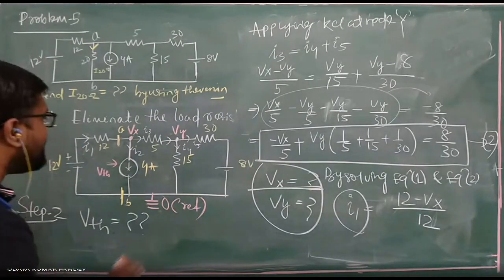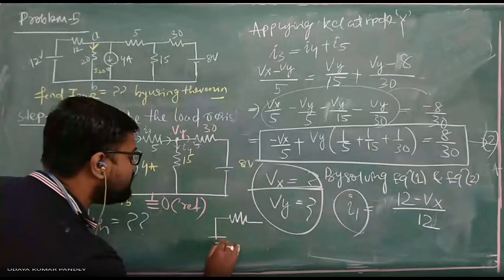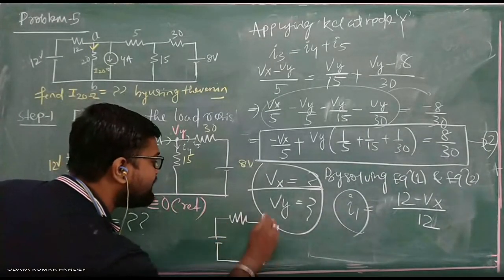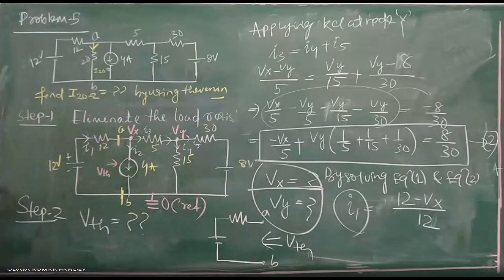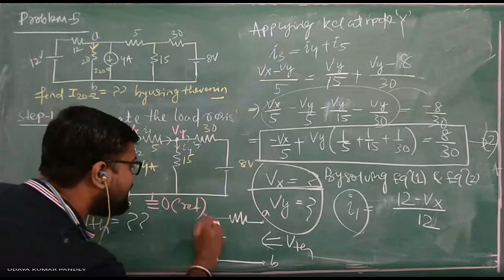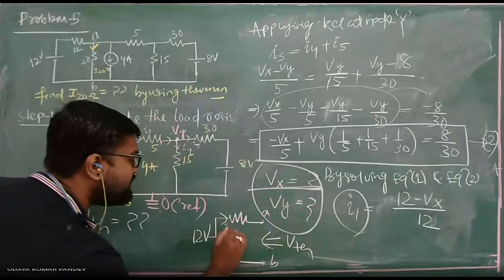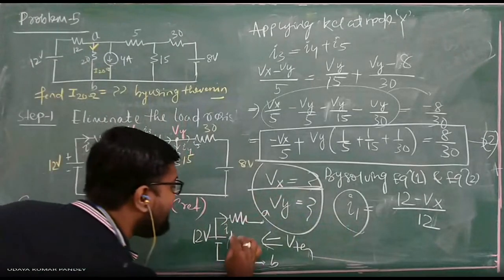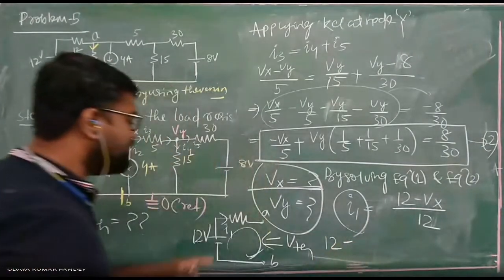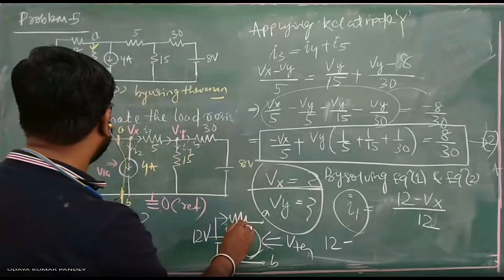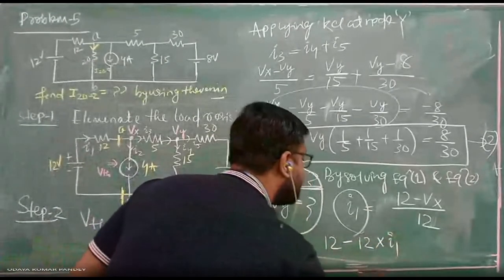And once you have calculated the I1, the circuit, how to calculate your VTH: this is the circuit, this is your 12 volt, this is your A and B point, you have to calculate the VTH, this is your VTH, and this is your 12 volt. Already I have calculated the current I1 here. Then again making it a closed loop, you can write down the equation, that is your 12 volt minus 12 into your I1 current, okay.